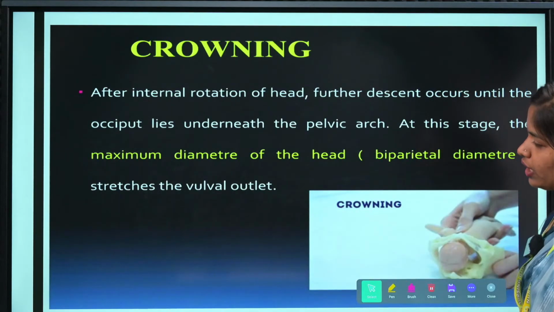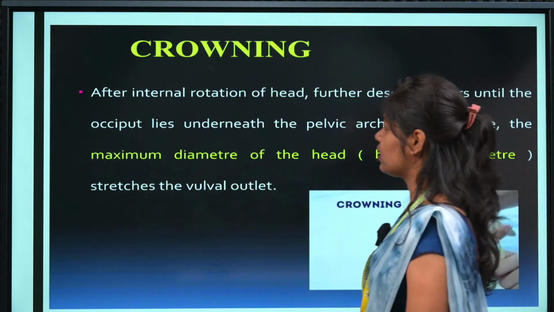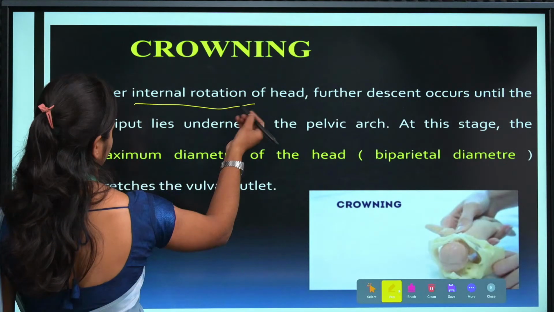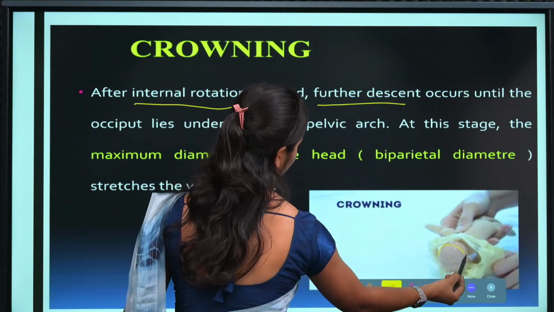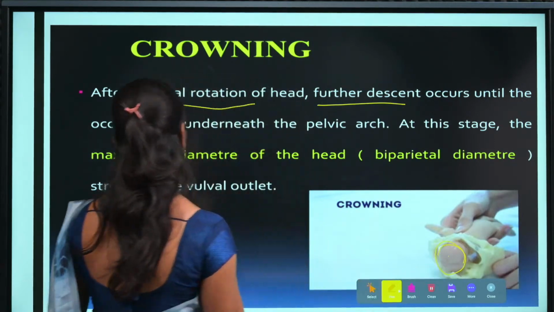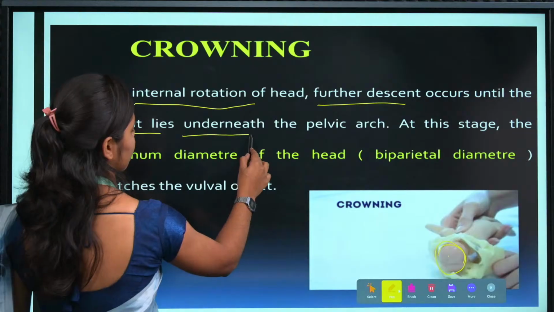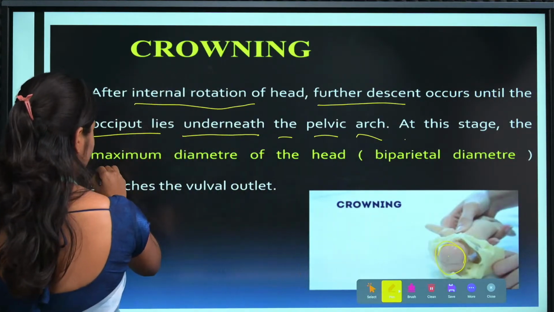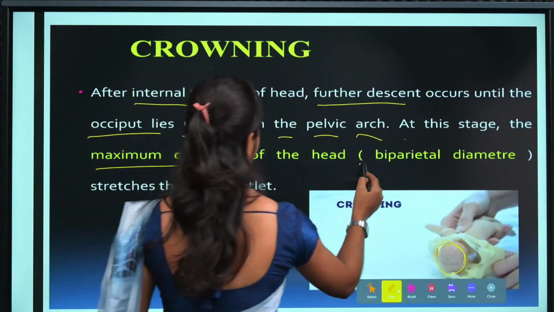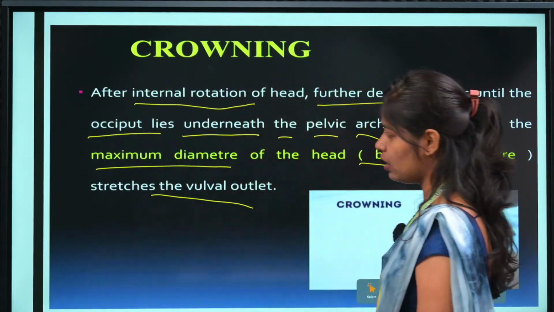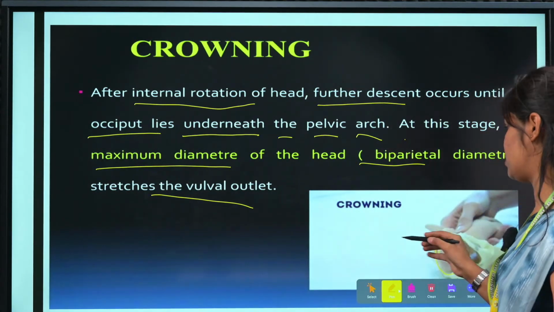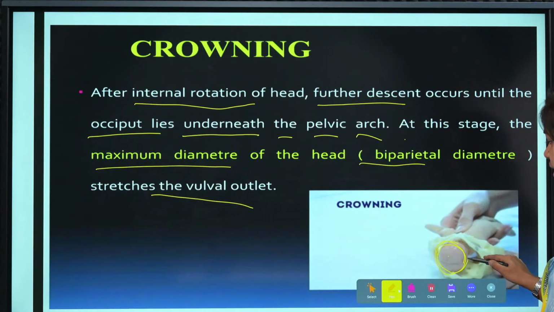Next is crowning. I already said what crowning is. After internal rotation of the head, further descent will occur, and the head will be visible in the birth canal. The occiput lies underneath the pelvic arch. Here we can see the biparietal diameter at the vulva, or the head can be visible in the pelvic area. That we call crowning.